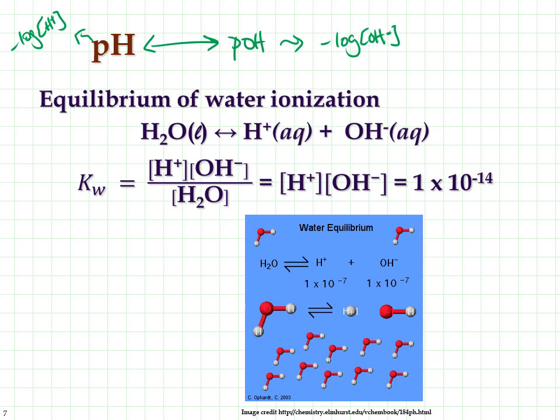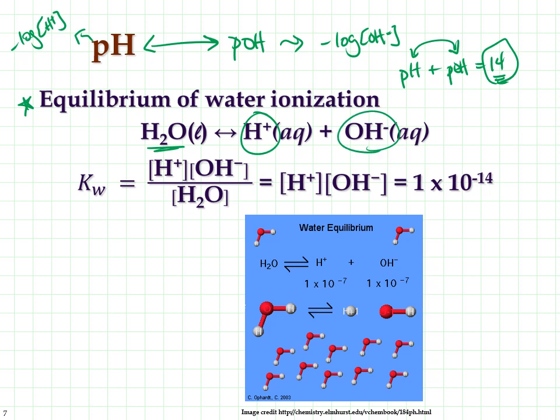And what's really cool is that for any solution, the pH and the pOH will always sum up to 14. So we can take any solution, and if I add the pH and the pOH, we're going to get 14. And that number is based on the equilibrium concentration of water ionization. So water will dissociate into hydrogen ions and hydroxide ions. We've talked about this before.